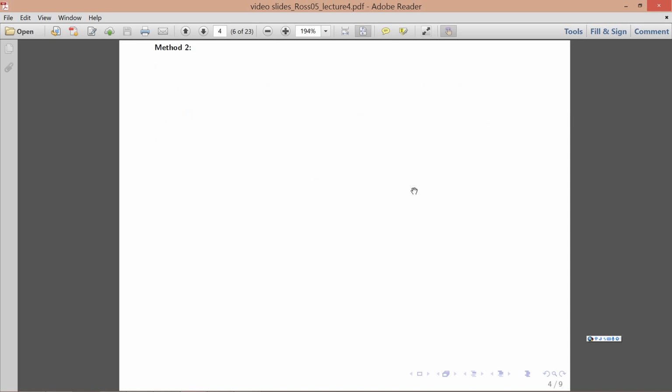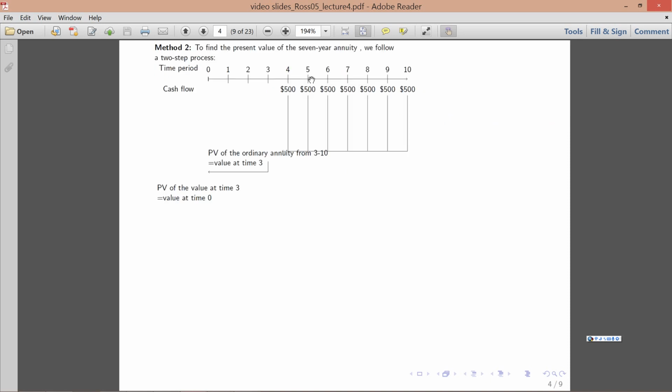Now, in method 2, we're actually going to use a shortcut. Here's what we're going to do. If you observe this complex cash flow in greater detail, we can see that although from time 0 to time 10 it's a complex cash flow because there's no cash flow from 1 to 3, during the sub period from time 3 to time 10, it's actually an ordinary annuity, right? So it's equidistant points in time, and each payment is of the same amount. Therefore, we can have a shortcut.